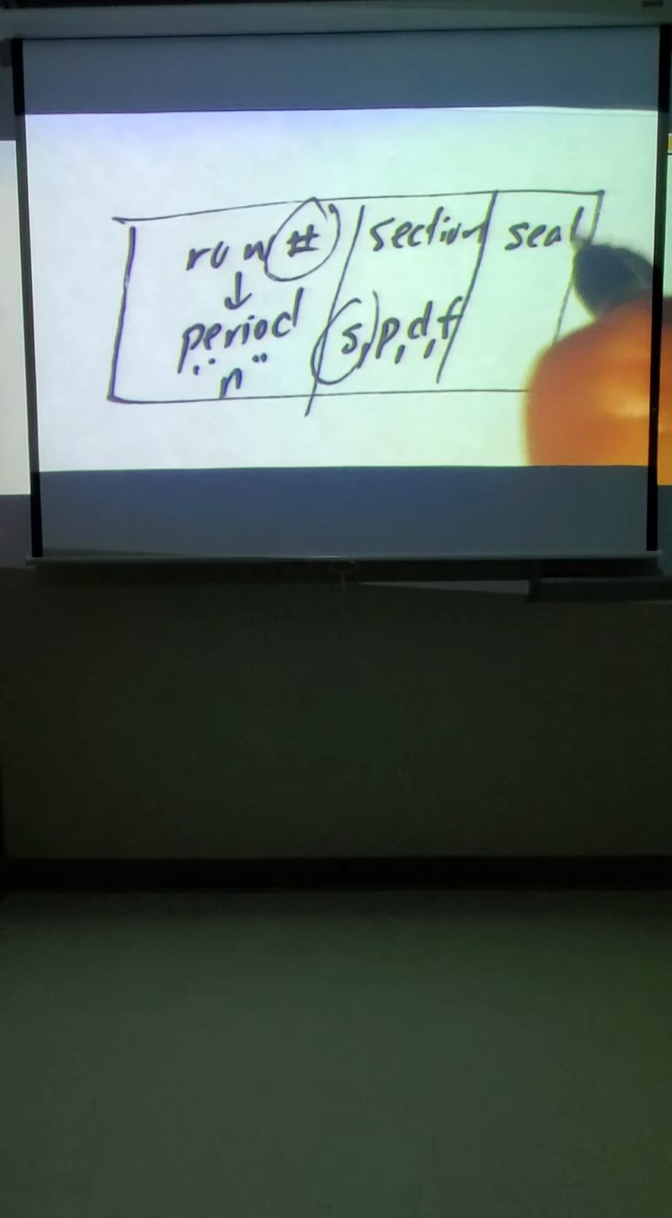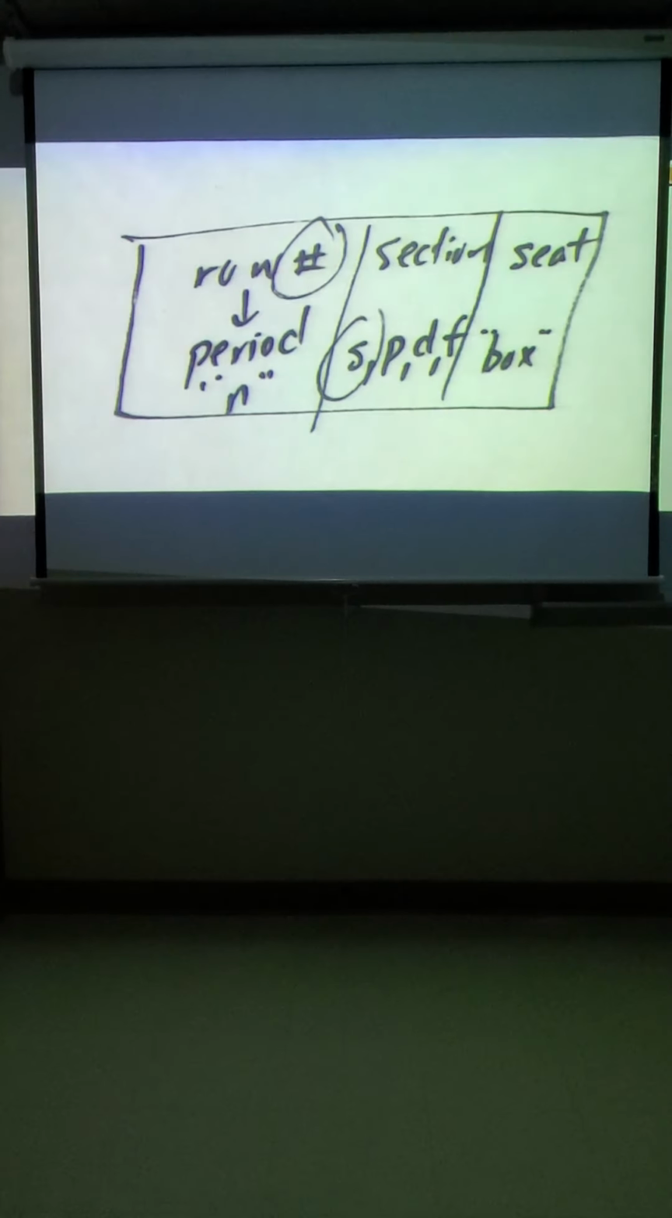So let's go back to our ticket. We have sections in the periodic table. Those are just S, P, D, and F. So we have some number, we have some section, and then the last thing you're going to find on your tickets to Busch Stadium is a seat number. And for us, that's just the box on the periodic table.